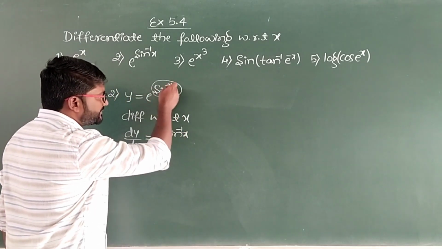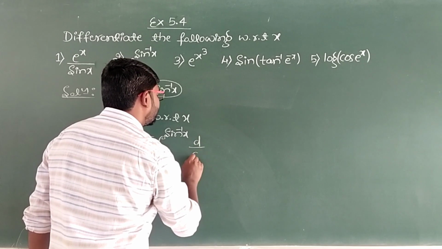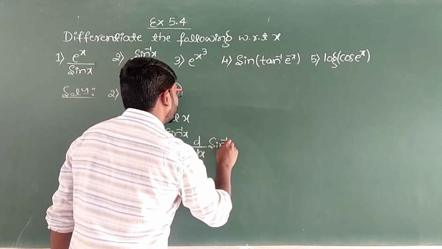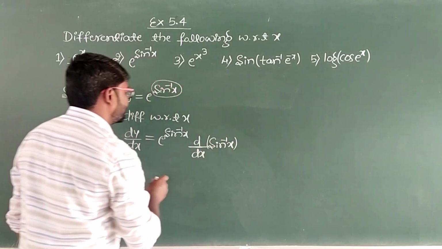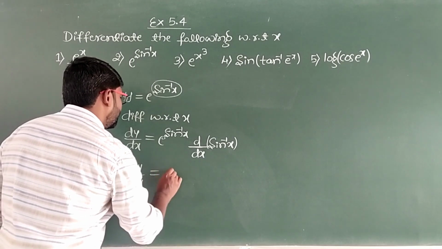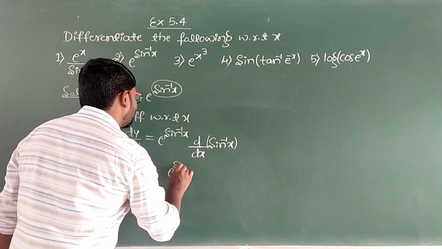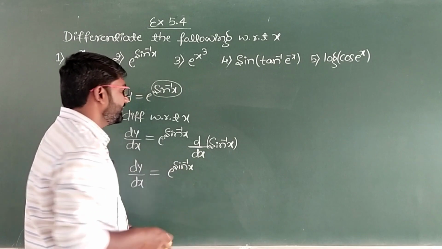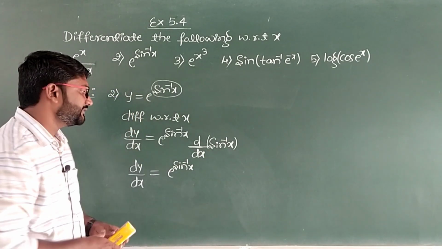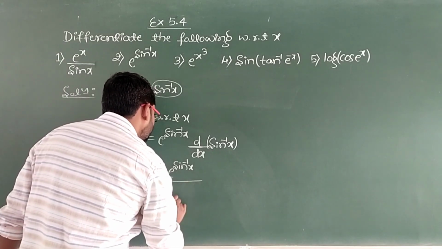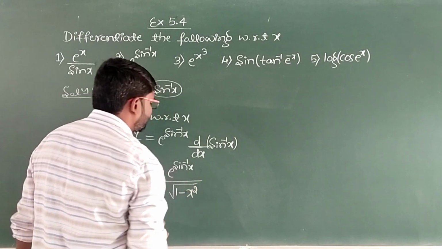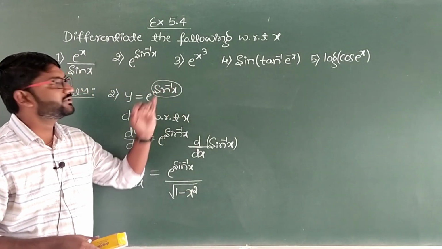Now into the derivative of this function once again, d by dx of sin inverse x. So overall dy by dx equals e power sin inverse x, I will be writing it as it is. Then derivative of sin inverse x will be 1 divided by square root of 1 minus x square. So this is all about question number 2. Note down this, then we will take up question number 3.